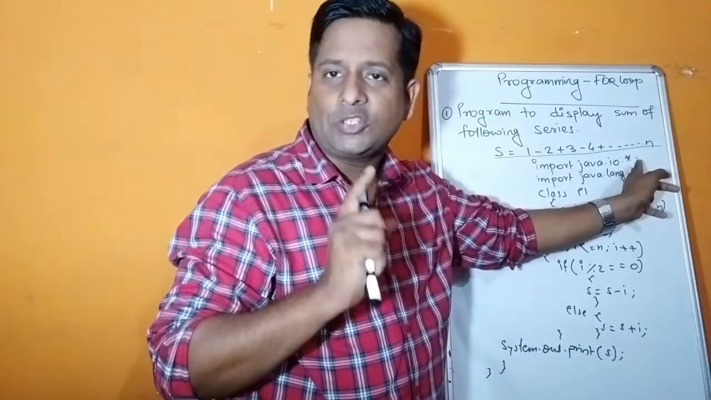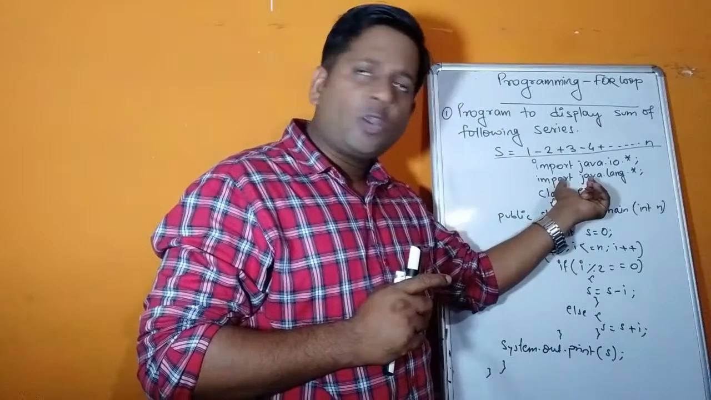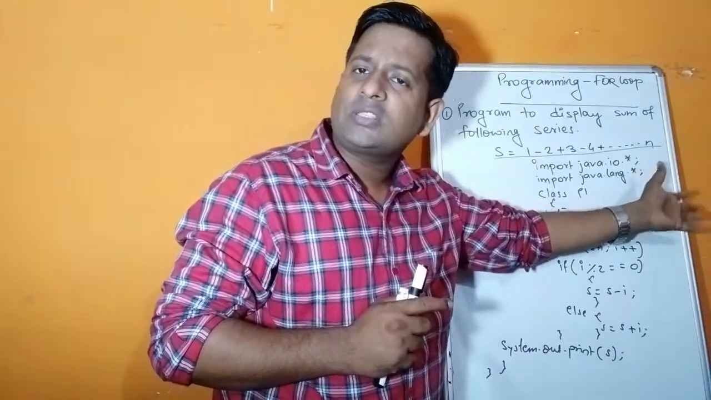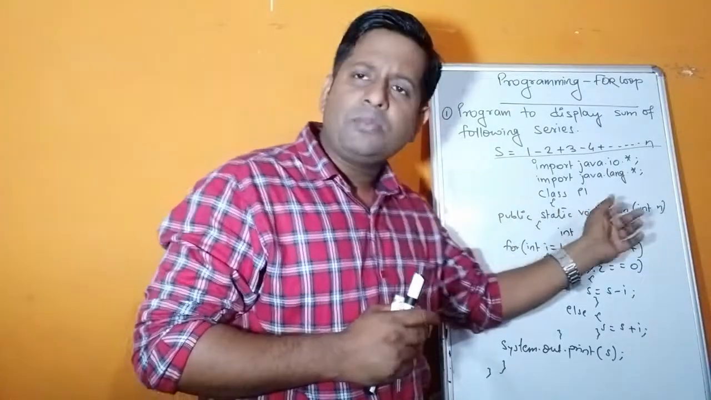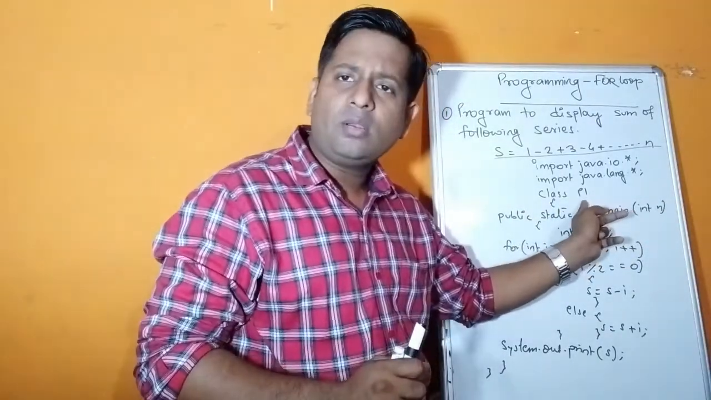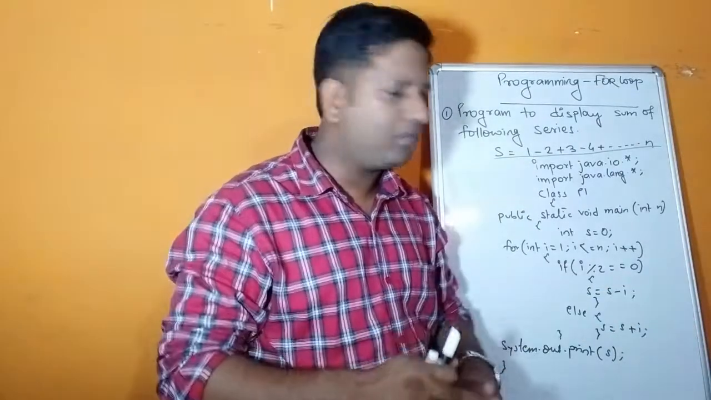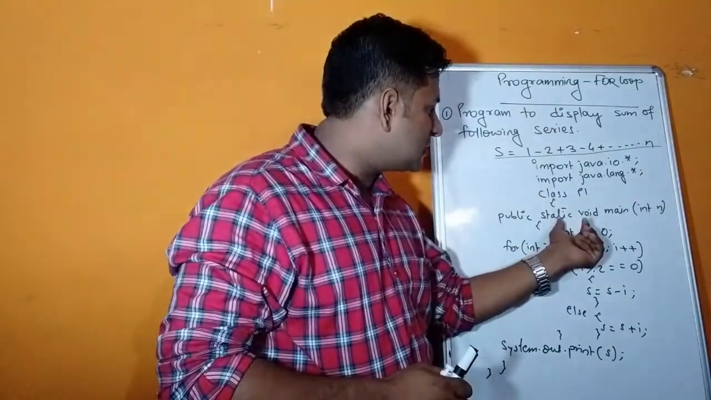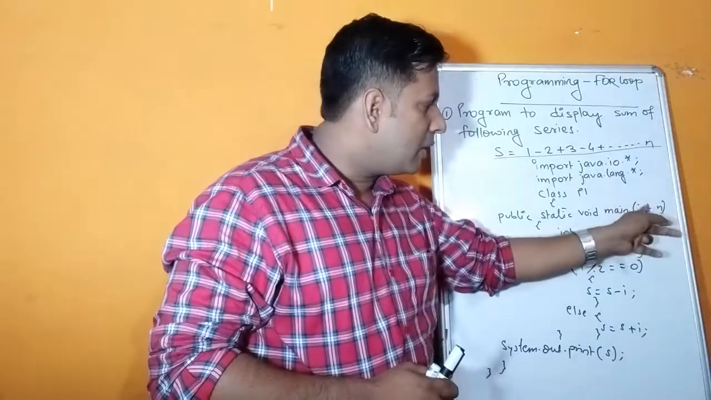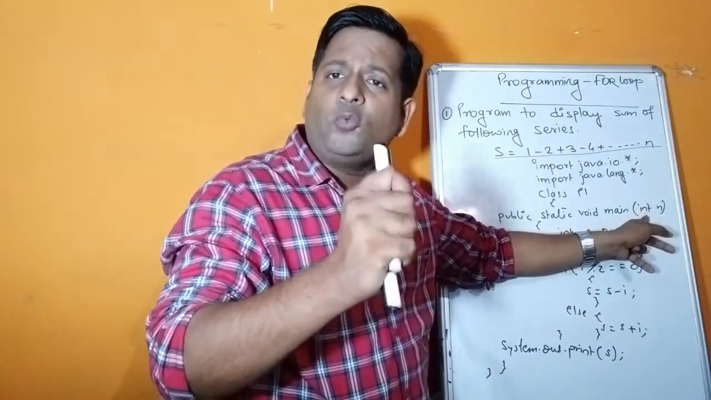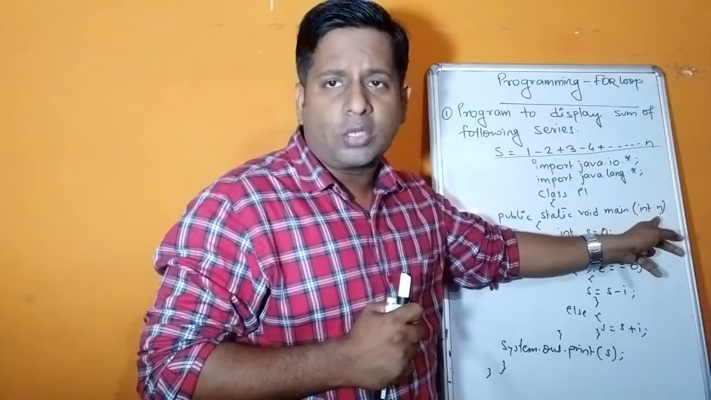java.io.*; this is a package. Then another package we have to write, import java.lang.*; Then the class name. Since it is the first program, I wrote P1; P2, P3, P4 can be given accordingly. It's a user defined name. Then public static void main. Now see children, int n. This n is the value which we need to ask from the user.